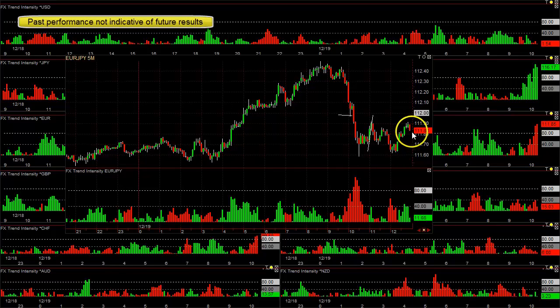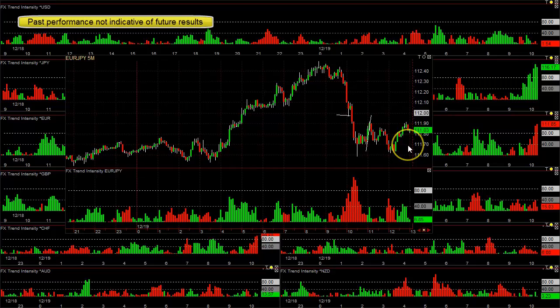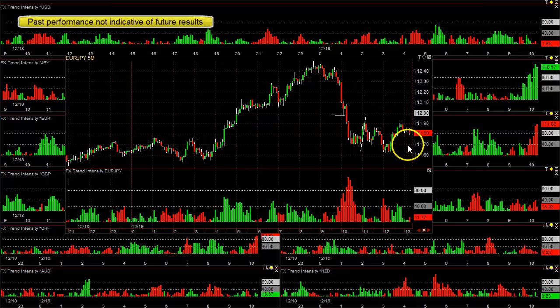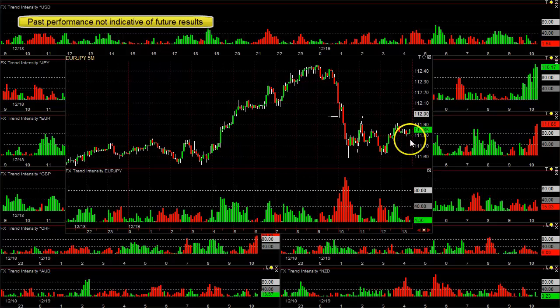I might sell the low of this bar, or maybe if you want to be a little safer, let it go to 111.80. Alright, short right here. Finally it ran red. Alright, out with a small loss.